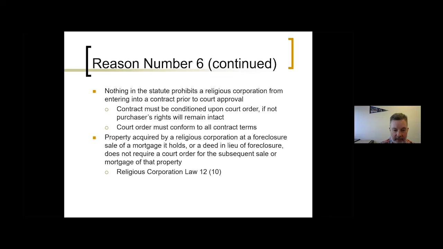And then there is a carve-out: property acquired by a religious corp at a foreclosure sale of a mortgage that it holds, or a deed in lieu of foreclosure, does not require a court order for the subsequent sale. That's also Religious Corporation Law 12, subsection 10. Also, certain churches are exempt. For example, the Archdiocese of New York does not need to get a court order to sell their property, but the smaller churches do.